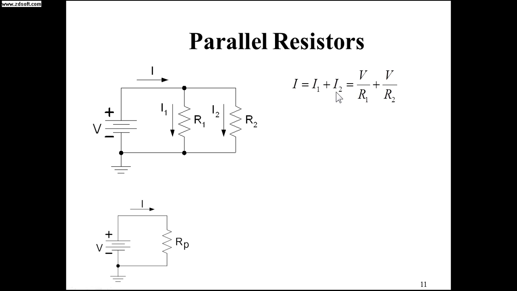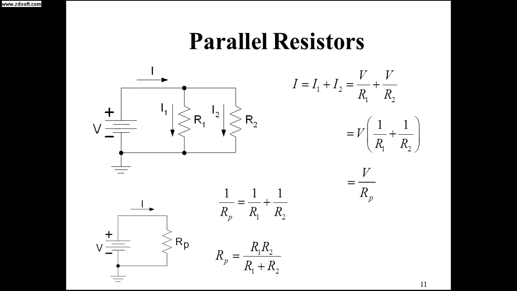Again, by using Ohm's law, I1 is equal to the voltage drop across R1 divided by R1. Since they are connected in parallel, the voltage remains the same. So I1 is given by V divided by R1 and I2 is given by V divided by R2. So I is V into 1 by R1 plus 1 by R2. We take the equivalent resistance between these two as Rp. Then I is equal to V by Rp, where 1 by Rp is equal to 1 by R1 plus 1 by R2, or simply Rp equals R1 R2 divided by R1 plus R2.